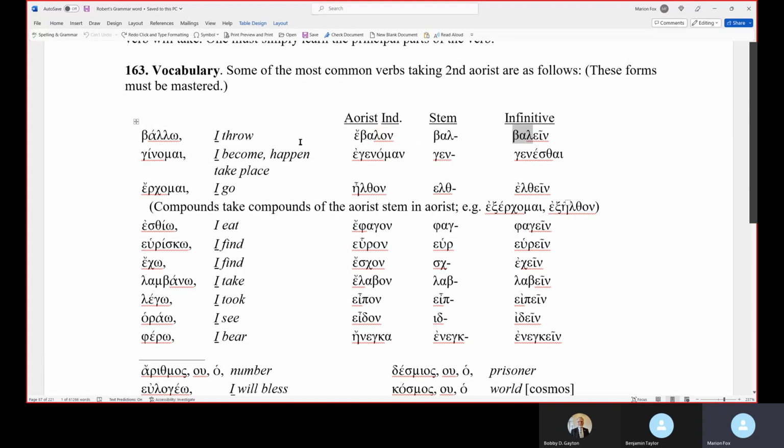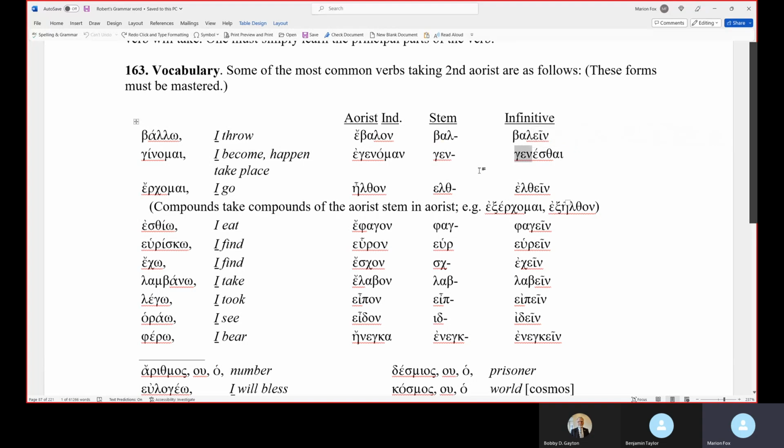So the stem is actually going to be different. Ginomai, "I become" or "happen, take place." And so the stem is gamma epsilon nu. Your augment goes in front of it, and then the ending. And we can take our basic stem and put esthai, and that becomes an infinitive. So we'd have to know its stem.